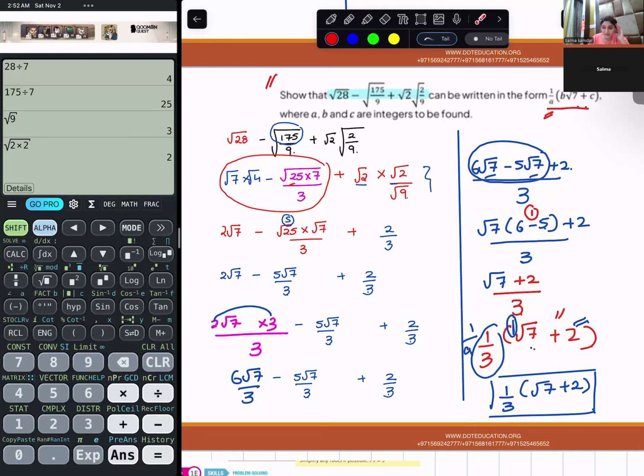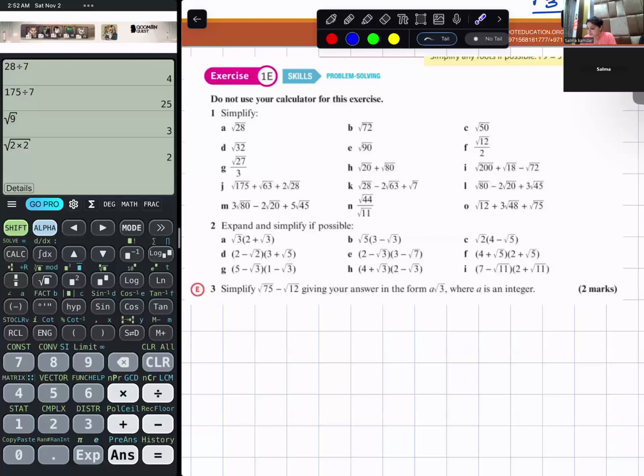You can pause and try to do it yourself. Now what you have to do is, you do not have to use the calculator, but you need to try exercise 1E, where you're going to try to simplify the surds. Then you will expand and simplify if possible. I will make another video where I will solve these sums for you. So this is all about surds and simplifying it. In the next video, I will solve this exercise, and the next video after that, we will study about rationalizing the surds.